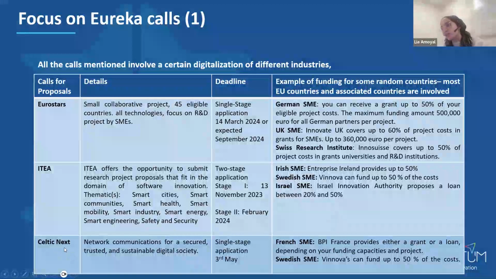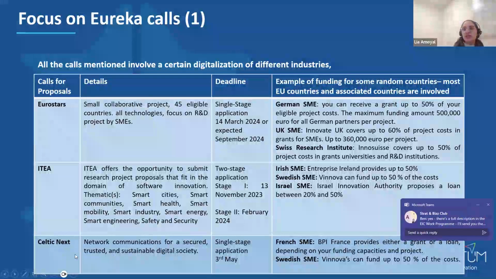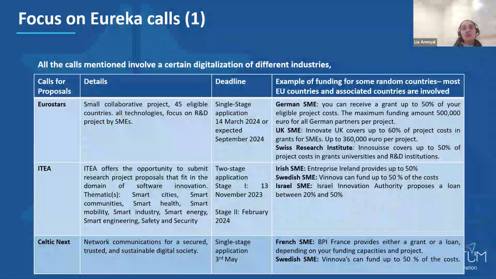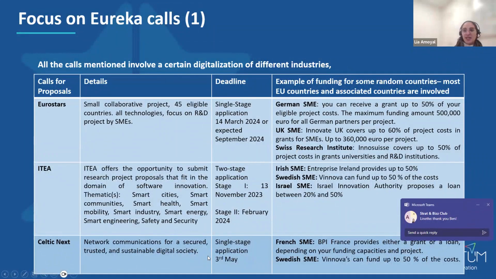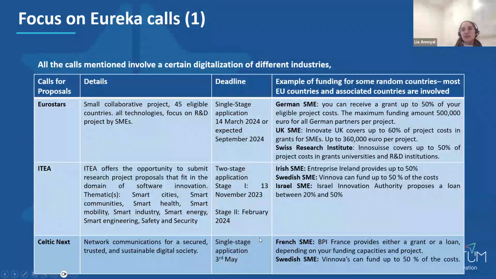So then we have Celtic-Next about network communications for secured, trusted, sustainable digital society. A single stage application. The call has just been launched. So right now, everybody is going to try to create consortium and build projects. So it's very exciting, and the deadline is for May. It's a single stage application, so it means that you will apply with a full proposal at once, and then there will be the evaluation at national level.